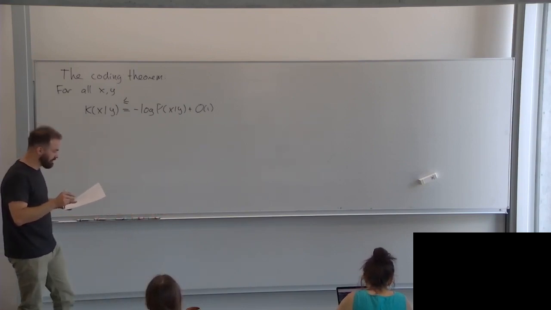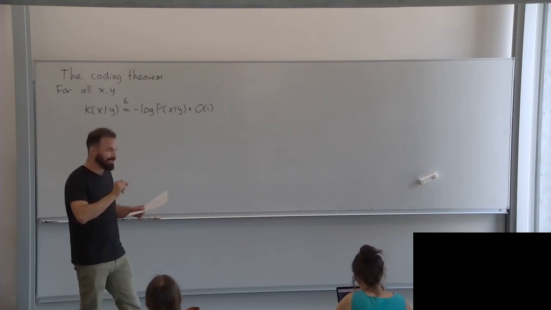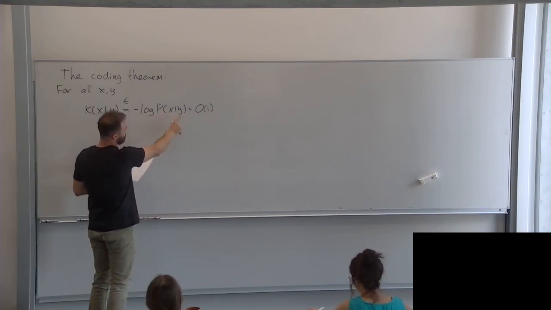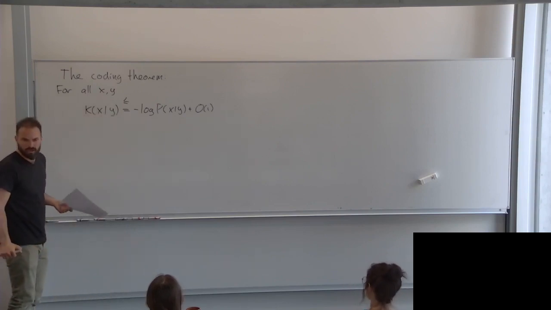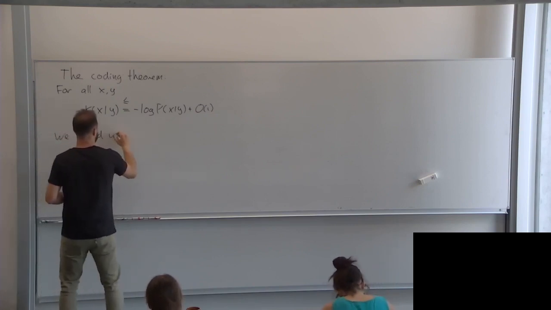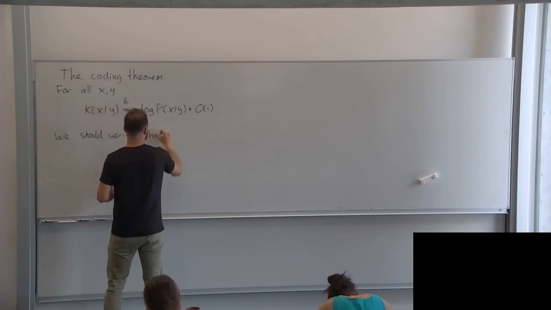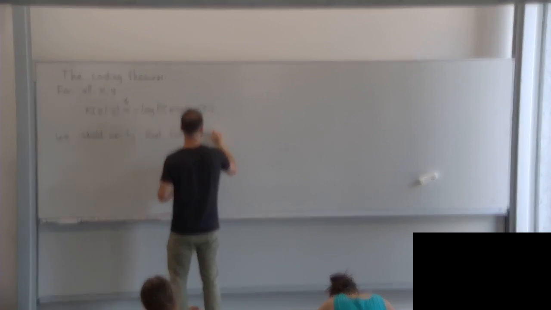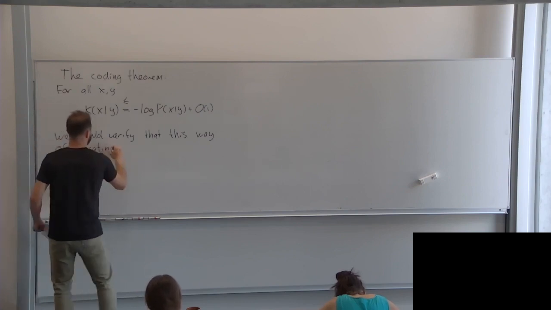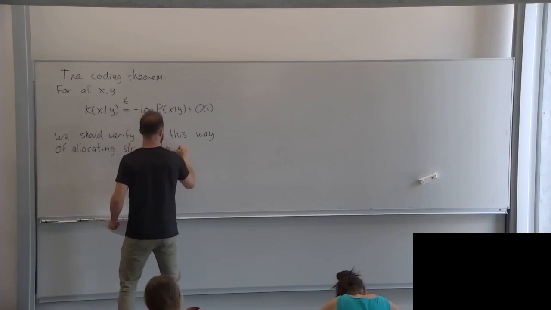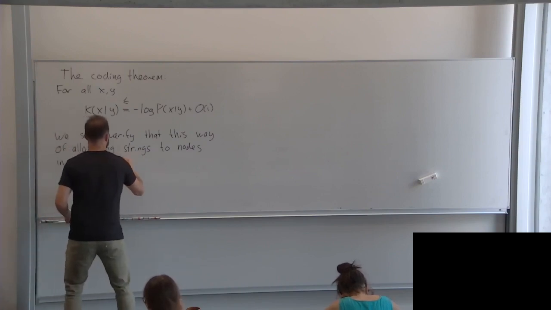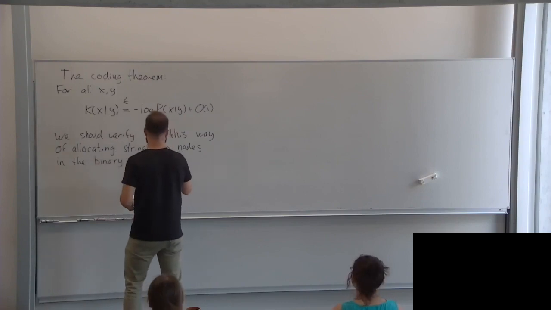Now there was just one remark, and it also explains why we have this plus one. We were allocating a node at level the ceiling of minus log p of x, plus 1. We were going one bit further, and we could have asked why this plus 1. So we should verify that this way of allocating strings to nodes in the binary tree will never run out of space.